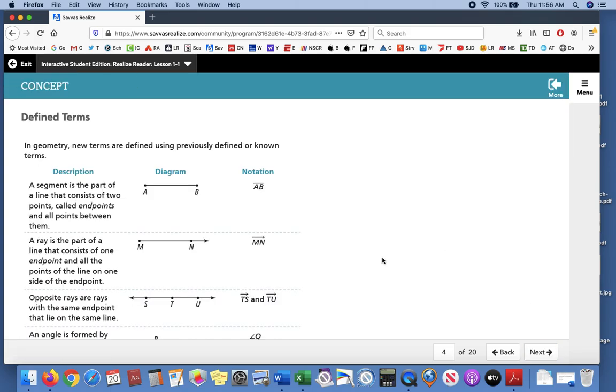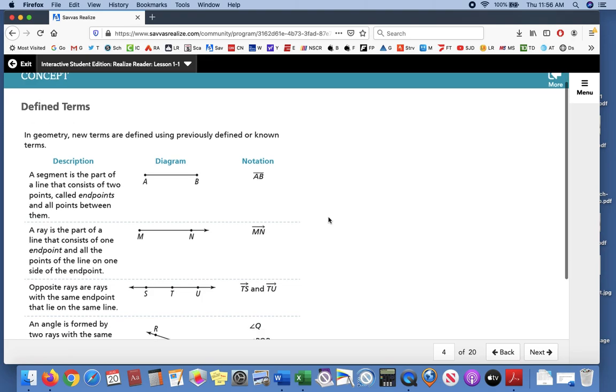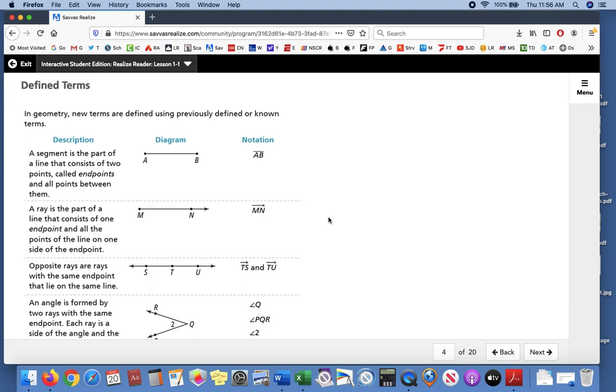Moving on to some more concepts. Here we have defined terms. In geometry, new terms are defined using previously defined or known terms. So far we've talked about the undefined terms. Now here's a description of a segment. It's a part of a line that contains 2 points called the endpoints. So a line went forever and ever, whereas a segment has an endpoint A and endpoint B. And that's where you'll have in the notation those letters A and B. Notice it doesn't have an arrow on either end like it did for the line. So that's how you write a segment.